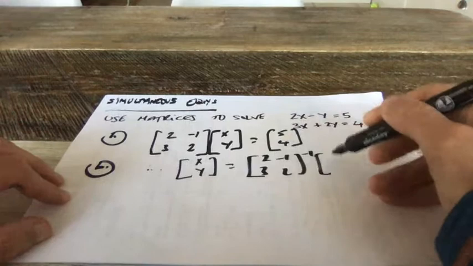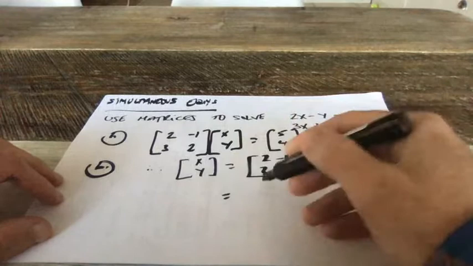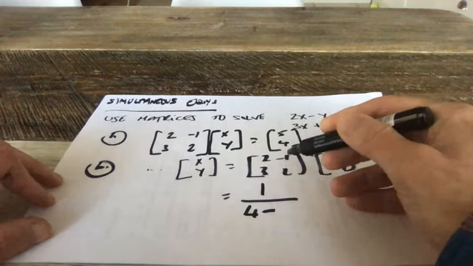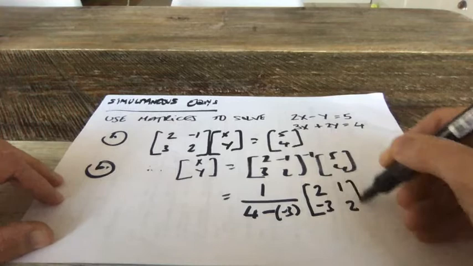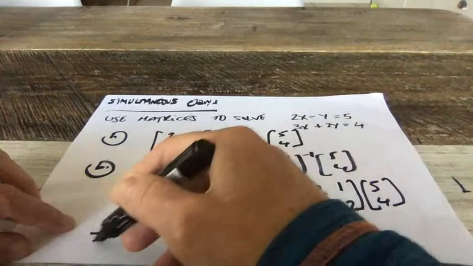And then you must get the inverse of this. The inverse is 1 over the determinant, so it's 1 over 2 by 2, which is 4, minus 1 by 3, which is minus 3, and 2. And you change the two 2s, which just gives you 2 and 2, and you change the sign. Okay, so what you end up with then is 1 over 7, I think.